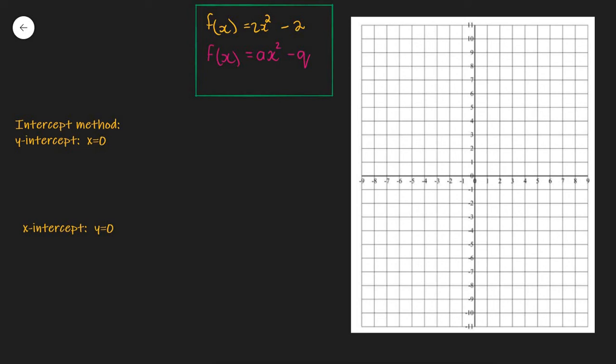In this short video, I'm going to show you how to use the intercept method to determine the intercepts of a parabola, meaning where it cuts my y-axis and where it cuts my x-axis. To do this, it is quite easy. Remember, my q value is where my y-intercept is. So this is going to be straightforward.